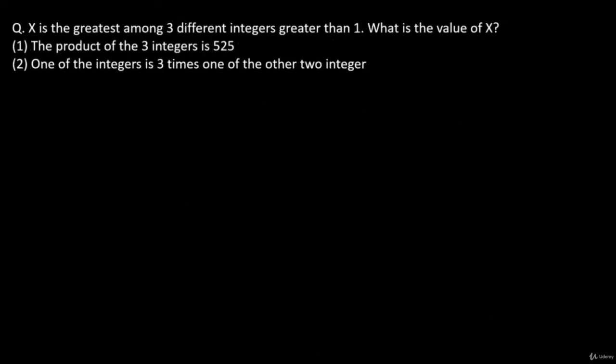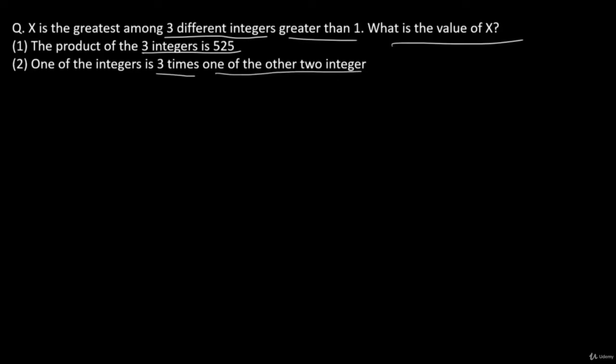Let's do this question. X is the greatest among 3 different integers greater than 1. What is the value of X? Statement 1 says the product of the 3 integers is 525, and statement 2 says one of the integers is 3 times one of the other two integers. Pause the video, give it a try, and then let's do it together.